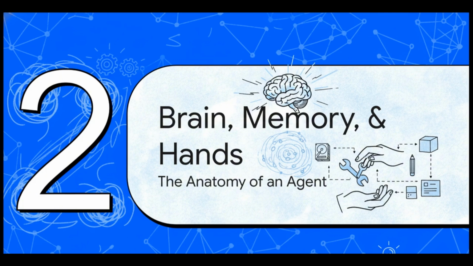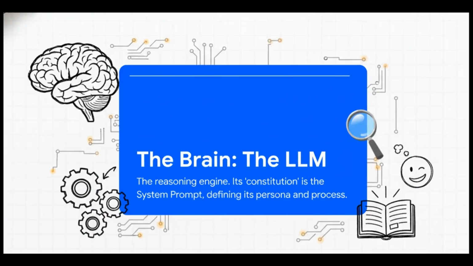So how do these agents really work under the hood? It can seem complicated, but there's a really simple and powerful way to think about it. Every single agent you'll ever build is made of 3 core parts: a brain, a memory, and a pair of hands.